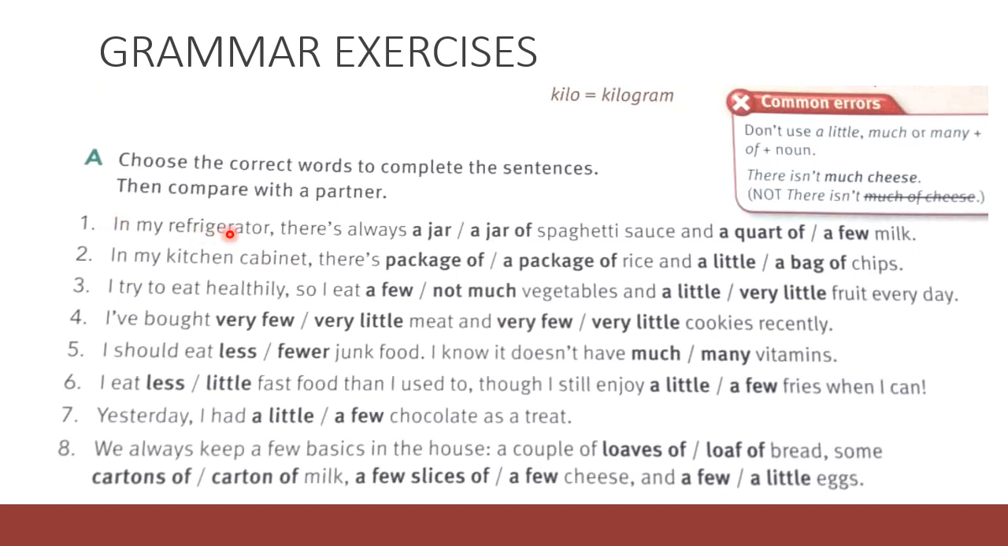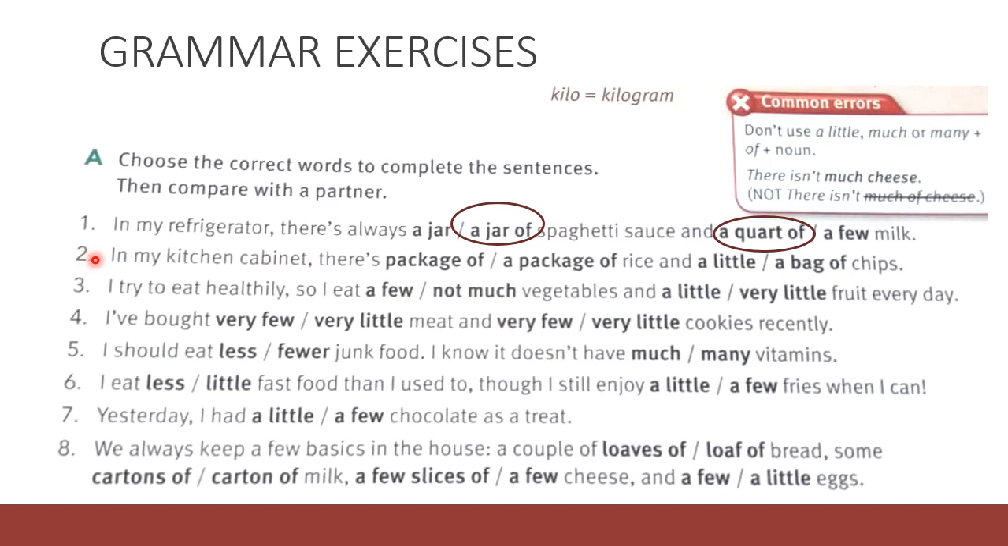In my refrigerator, there's always a jar of spaghetti sauce. So the answer is a jar of spaghetti sauce and a quart of or a few milk. Remember, milk is non-count noun, so we cannot use few. So the answer is a quart of milk. In my refrigerator, there's always a jar of spaghetti sauce and a quart of milk.